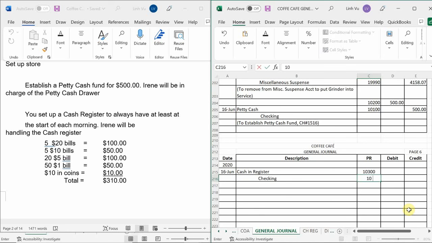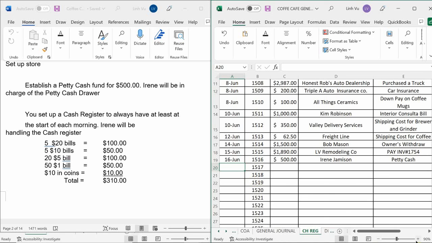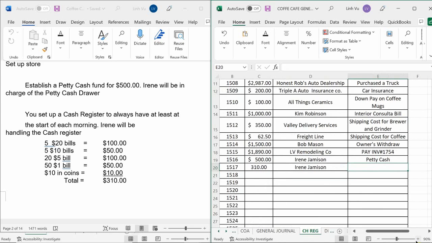And that's 10,300 and 10,100. And then we do the 310 on each. And then go to the check register. Write out another check for 310 to Irene Jamison. And the note is cash in register.